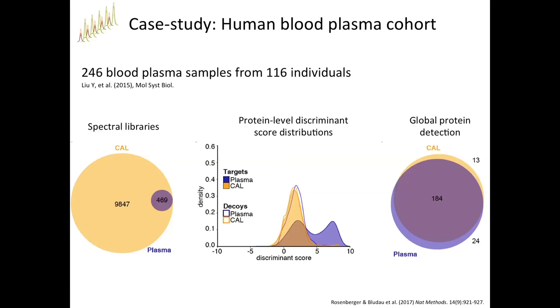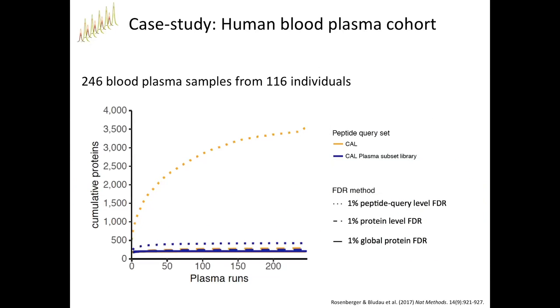represented in the library. However, if you do global protein FDR control and analyze this in a good way, you actually see that you re-extract a similar set of proteins. However, if you don't control the error rate appropriately, if you use the combined human assay library and filter again only on peptide query level, you can accumulate detections until you reach a detection rate of 3,500 proteins in human plasma, which is, I hope you agree, not very plausible.